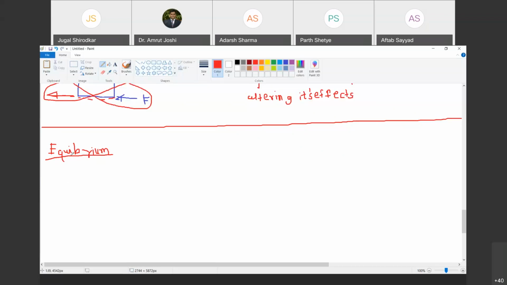So what is your notion of equilibrium? What do you think? What is equilibrium? Sir, body in a state of rest due to equal action of opposing forces. Okay. Forces balance, no. Omit the next part. That is the consequence of the definition of equilibrium.